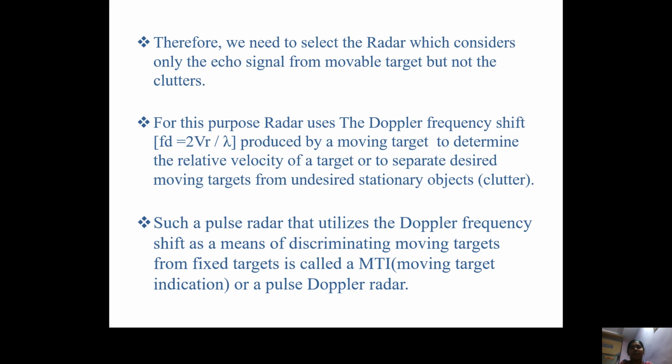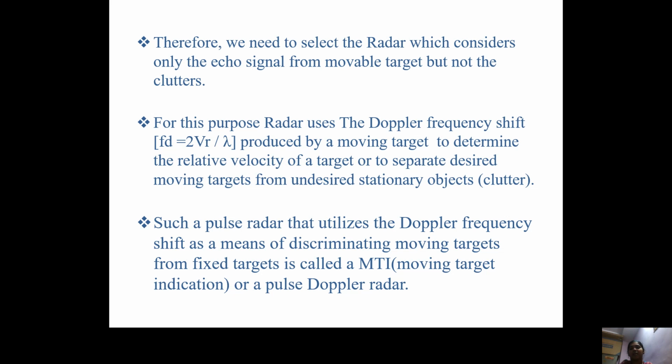times the relative velocity over lambda. Lambda is nothing but the wavelength of the pulse. Here we have to separate by using this Doppler frequency. We can separate the fixed targets from stationary targets. So our main concentration is to separate desired moving targets from undesired stationary objects.